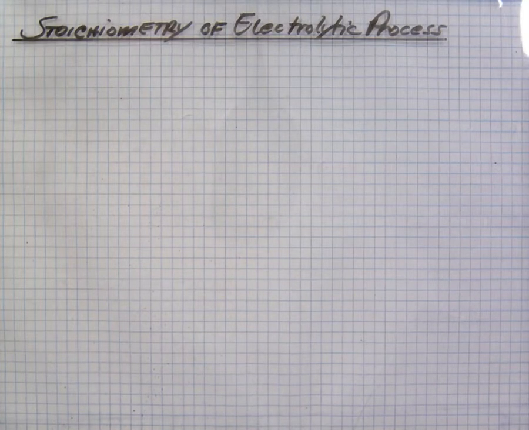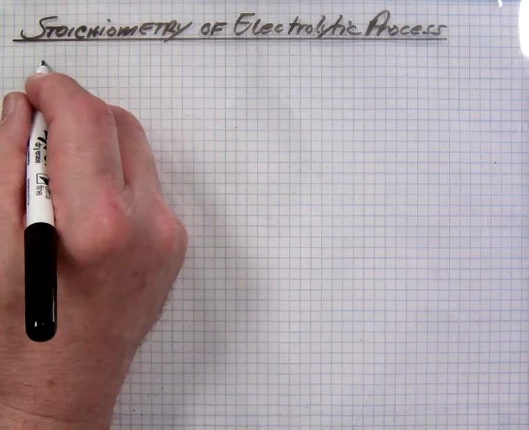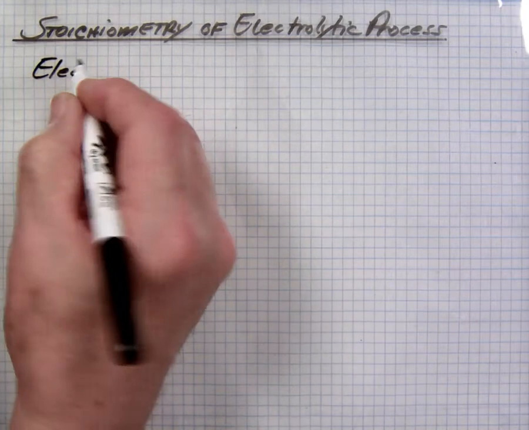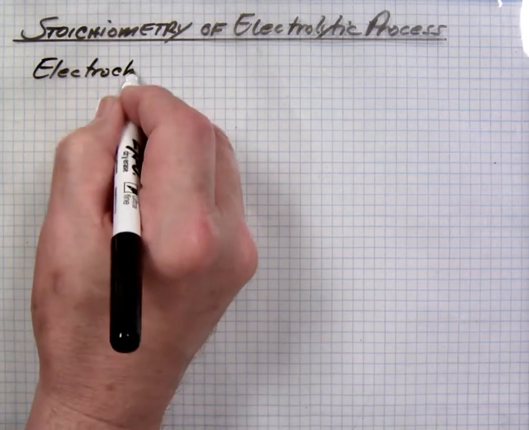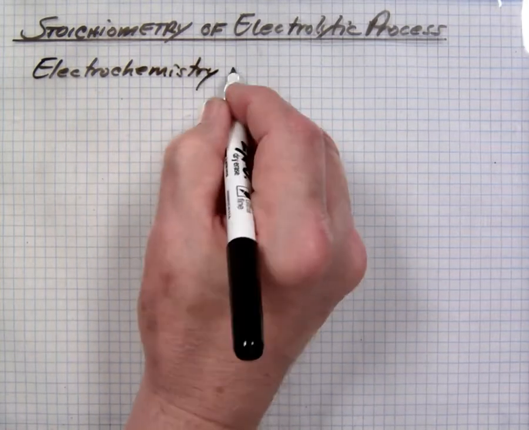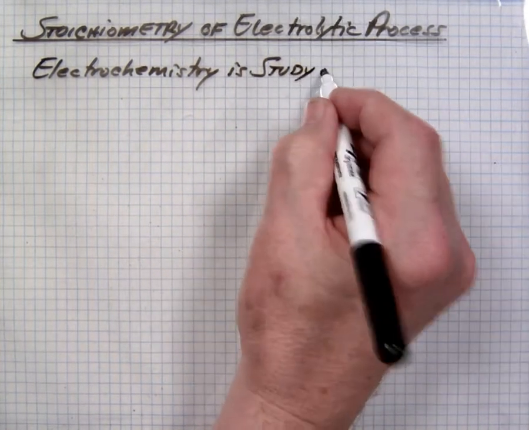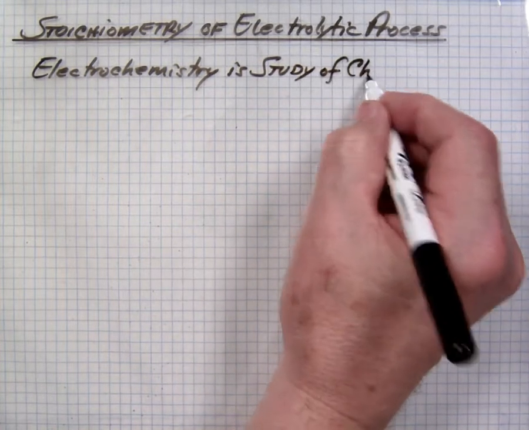Okay, now we need to look at the stoichiometry of the electrolytic process. Now, electrolysis is one of two parts of the study of electrochemistry, and you recall from the introduction notes, electrochemistry is the study and application of chemical electricity.